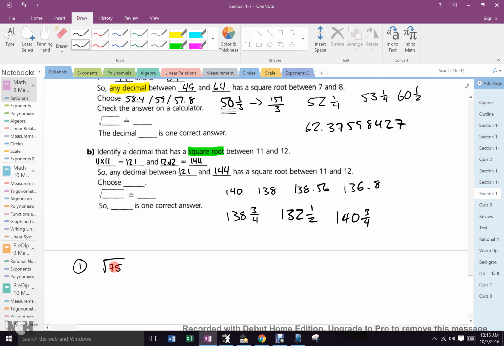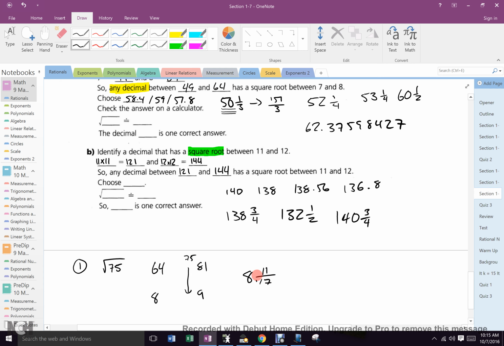Right? Because 75 is between 64, which is 8, and 81, which is 9. Where is 75 here? Is it closer to 64 or 81? 81. 75's way over here on the number line, isn't it? Yeah. So where is its root? Way over here, close to 9, right? So we're going to say 8 point, how far is it? It's 11 steps, isn't it? 64 to 75. 11 steps out of 17.